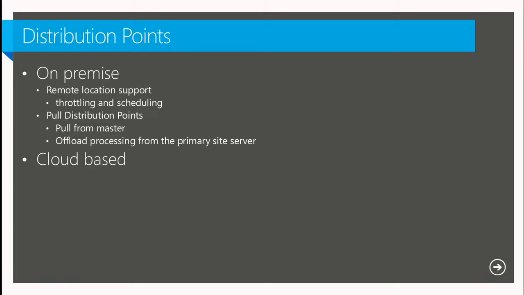So what I will do instead is set up one standard DP in Europe, and then I will set up pull distribution points. The pull distribution points will then make sure that they take the content from the local standard DP, and by doing that, I'm offloading a lot of processing from the primary site server. And it's all about protecting the primary site server, offloading as much as we possibly can.